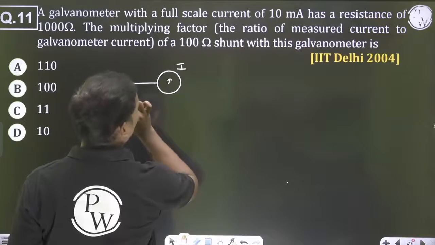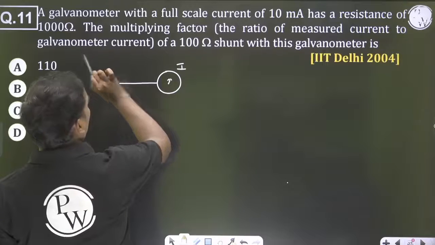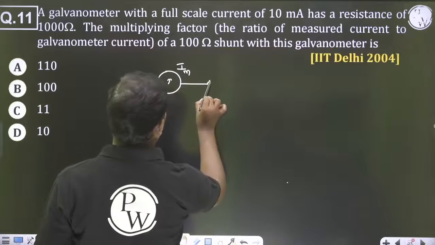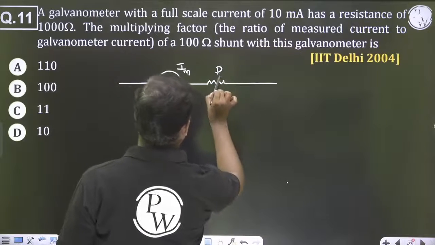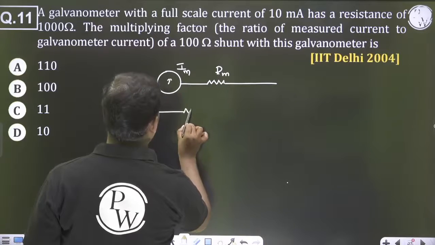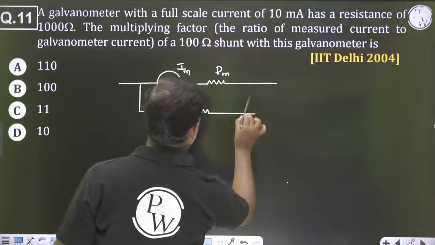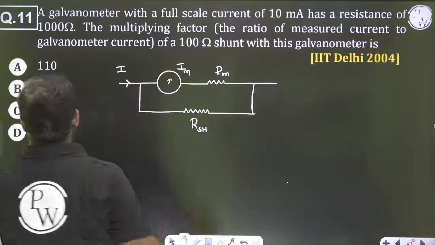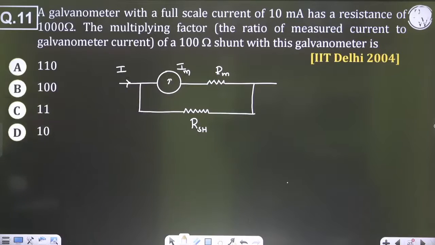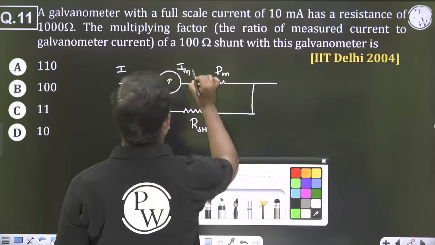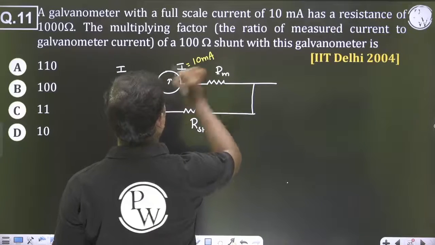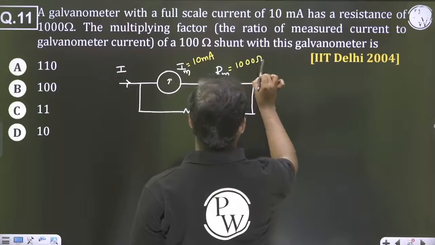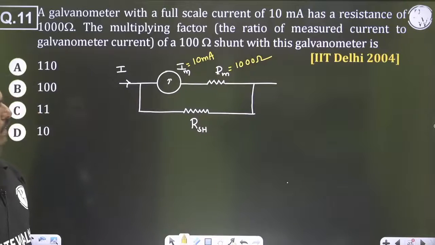So this is current, so he is expecting an ammeter. So this is the Im. This is the Rm. And this is our Rsh. And this is our I. A galvanometer with a full scale current of 10 milliamperes, so this is given as 10 milliamperes. It has a resistance of 1000 ohms. So this meter resistance is 1000 ohms. The multiplying factor is being asked.